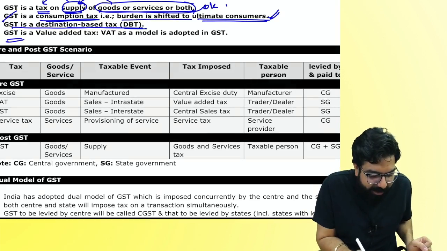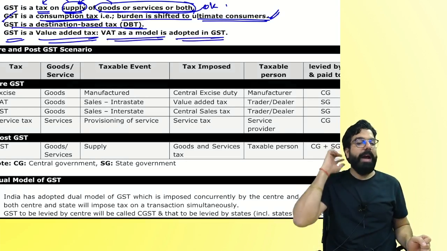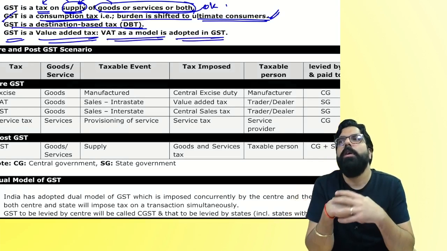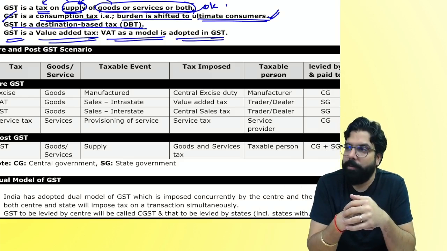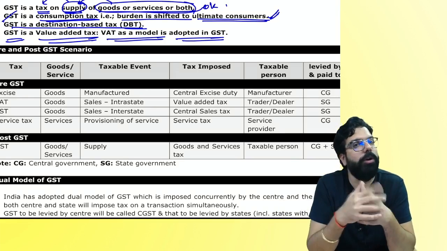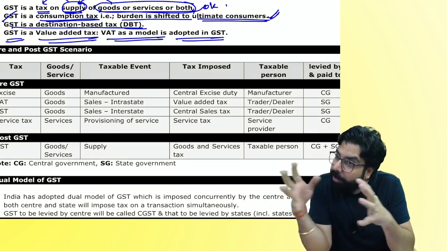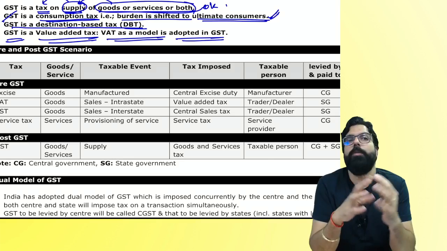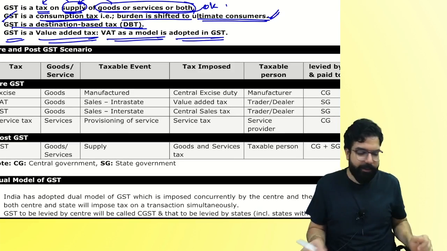Okay, everyone? Next. GST is a value added tax as a model. See, we had VAT earlier. Then, sir, what is GST as a VAT? You are again telling VAT, but the VAT got deleted. Yes or no, everyone? But VAT is a model which has been adopted in GST. Let's understand VAT as a model which has been adopted in GST.